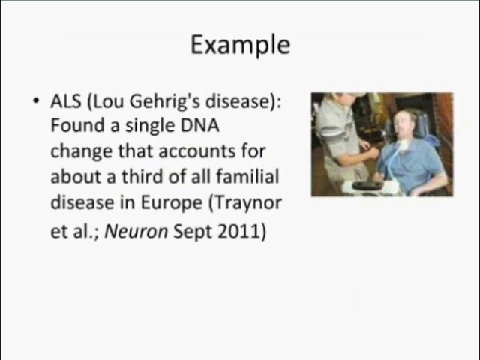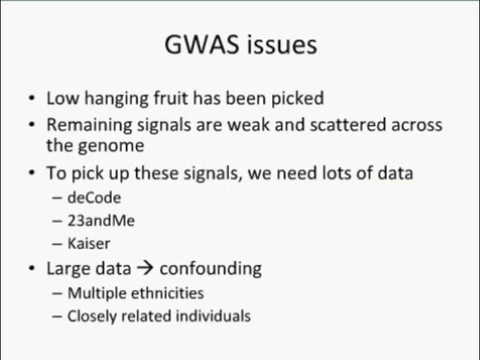Now, these studies have been going on for several years now, and a good number of the obvious, very strong signals have been found. So most of the remaining signal is weak, as I had mentioned. And so, again, we need lots of data to find these signals. Various groups are collecting very large data sets. Just to give you an idea of how large they are, groups like deCODE, 23andMe, and Kaiser have all collected a large set of genomic markers for over 100,000 people.